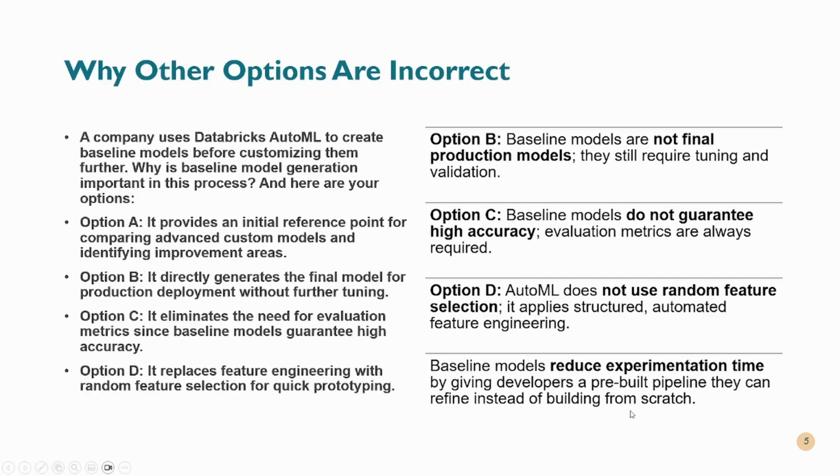So circling back, the option that really captures why baseline models matter is option A. They give you that initial reference point, that comparison anchor, that diagnostic checkpoint that tells you how much better your custom models need to be. And here's something a lot of people don't realize. Baseline models also speed up experimentation. Instead of starting with a blank notebook, you start with a full pipeline. You can refine it, extend it, adjust it, but you're not building everything from scratch. That alone can save hours, sometimes days.